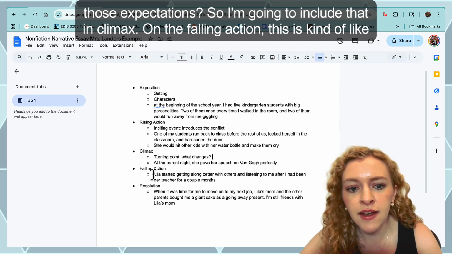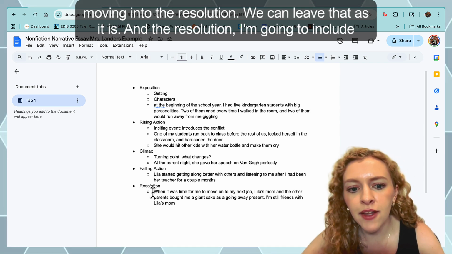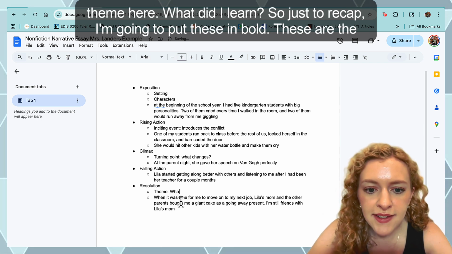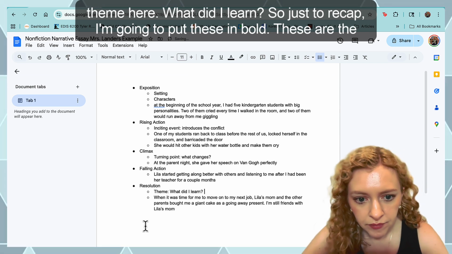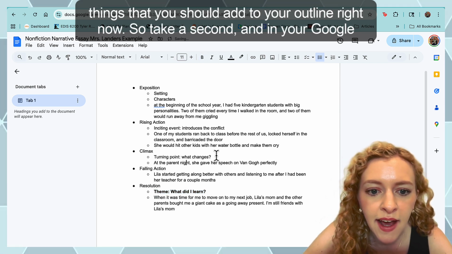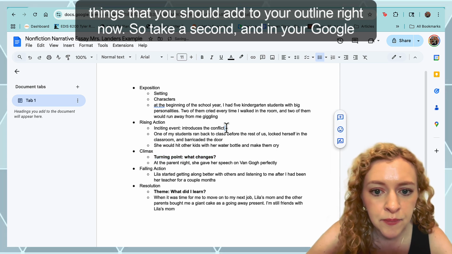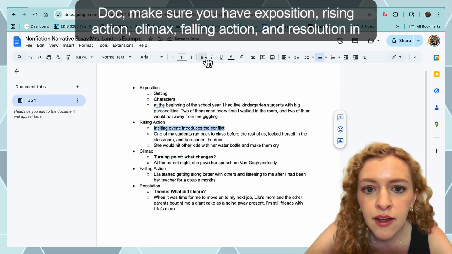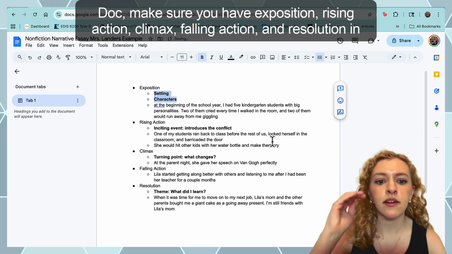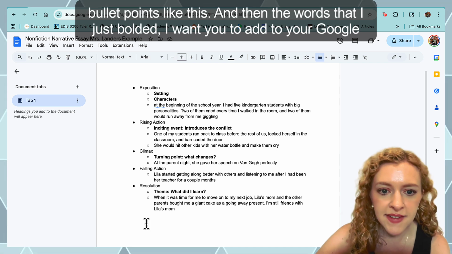The falling action, this is kind of like moving into the resolution. We can leave that as it is. And the resolution, I'm going to include theme here. What did I learn? So just to recap, I'm going to put these in bold. These are the things that you should add to your outline right now. So take a second, and in your Google Doc, make sure you have exposition, rising action, climax, falling action, and resolution in bullet points like this.